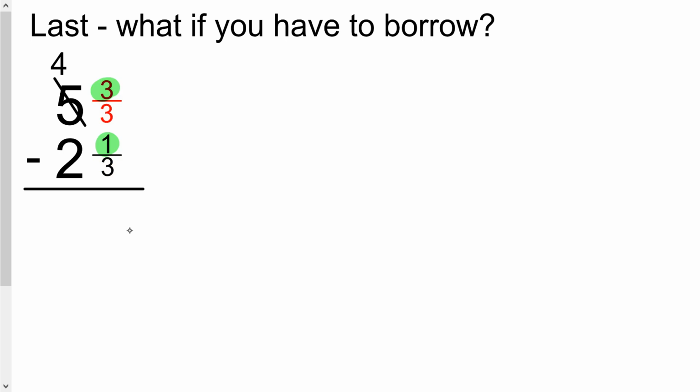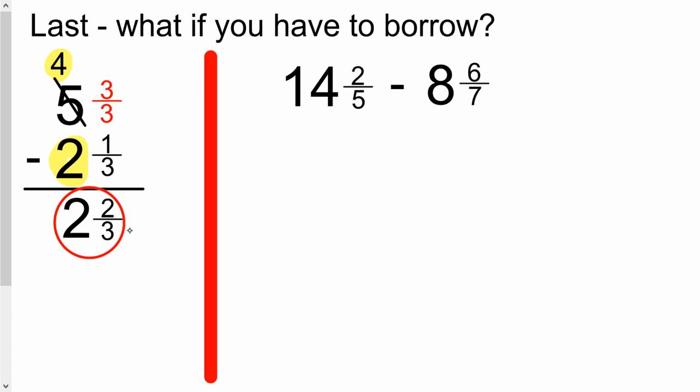And now it's 3 minus 1 is 2. Keep the same denominator, 3. And don't forget, 4 minus 2 is 2. Can't simplify that anymore, so that's our final answer. And then what about this one right here? Well, again, I like to rewrite it vertically, so that'll work.